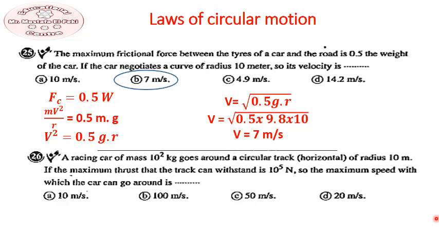A racing car of mass 10 power of 2 kilogram goes around a circular track of radius 10. If the maximum thrust that the track can withstand is 10 power of 5 Newton, so the maximum speed with which the car can go around it is. Since the force equals mv square over r, then v square equals fr divided by m. That is equal to 10,000. This is v square. Then v equals 100 meter per second.